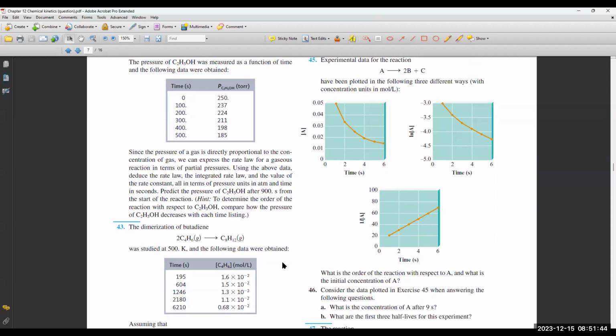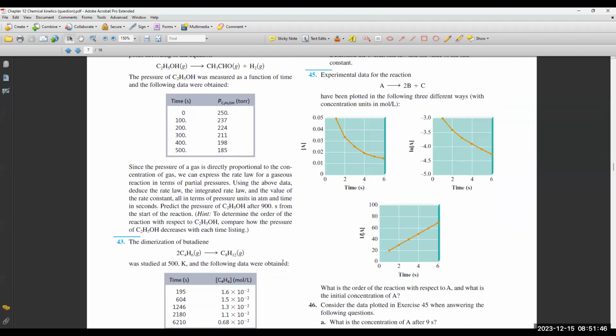Question 45. See this question. Very easy question. Answer it, children. What's the order of the reaction with respect to A? This is the reaction. These are the graphs: A versus T, ln A versus T, 1 over A versus T is a straight line.